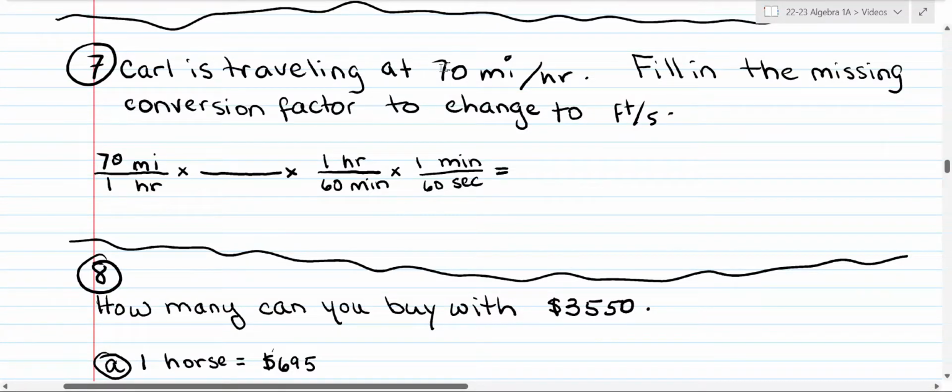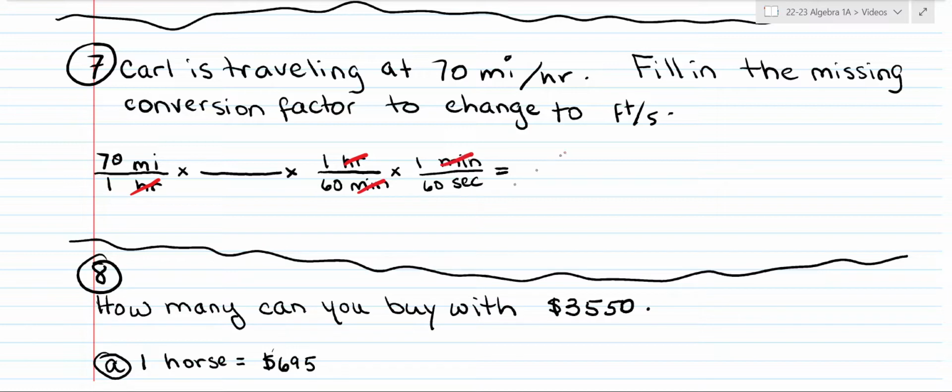Carl is traveling at 70 miles per hour. Fill in the missing conversion factor to change to feet per second. All right, so let's look at what's already there. We know we start with 70 miles over 1 hour. A conversion is missing here, but then they did 1 hour over 60 minutes. That's to cancel the hours, okay? And then they did 1 minute over 60 seconds. All right, so seconds is what you want, so we're good.